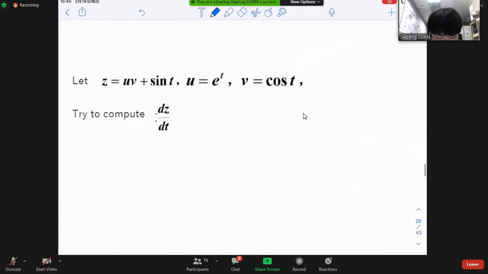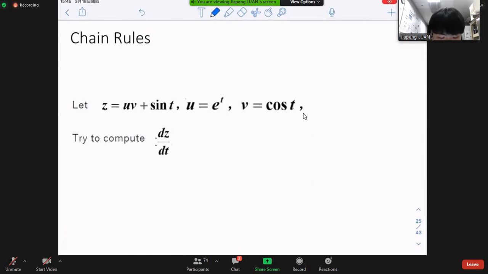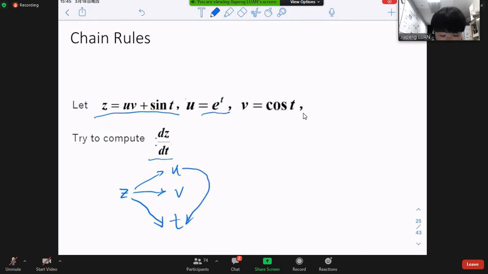And then just do a simple problem. You can see here that you want to compute dz by dt, and z is a function of u, v, and t. And from here, you can see u is also a function of t, and v is also a function of t. So if you want to calculate this dz by dt, how do you go from z to t? You can see there are three ways. This is path 1, this is path 2, and this is path 3.